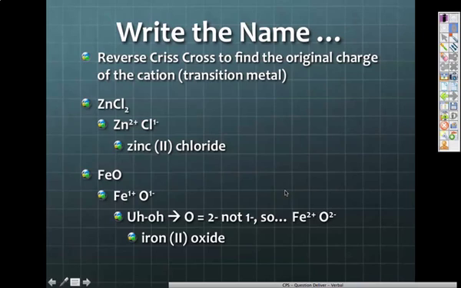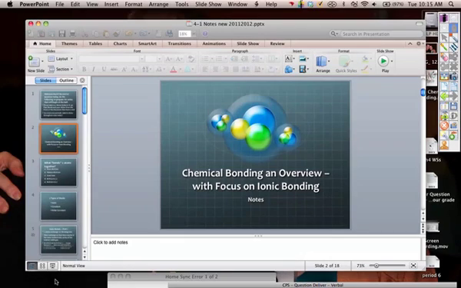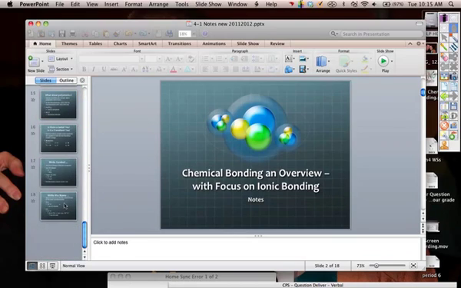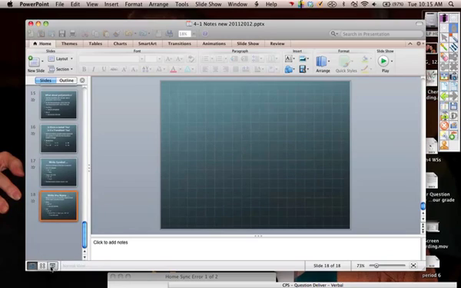Why does the iron go to 2 if the oxygen is... Because they had canceled out here, and if oxygen is a 2, that means that the iron had to have been a 2 as well. Wait, why is the iron... Because it had to have canceled out with the oxygen, and oxygen is always a 2. Always, always.